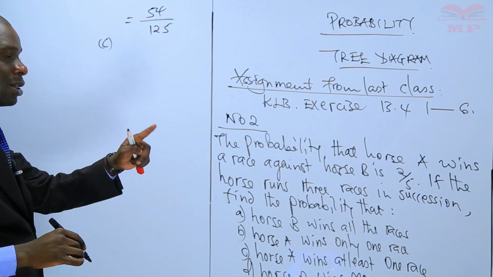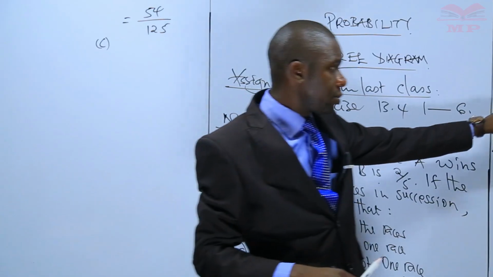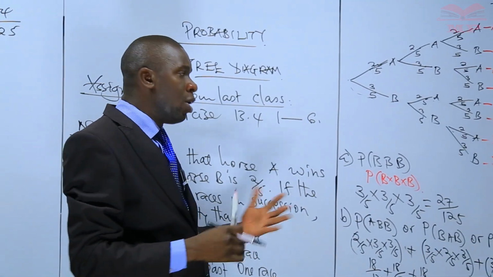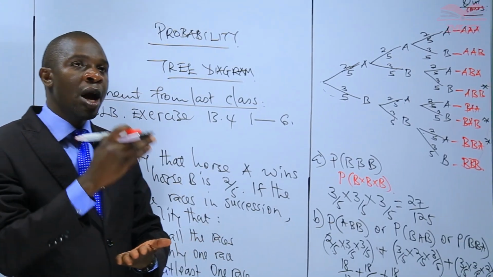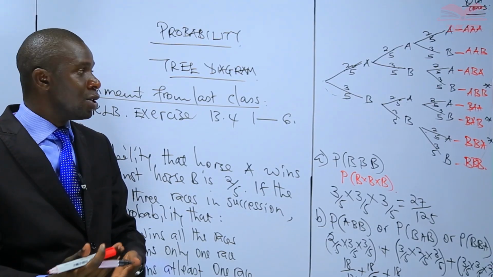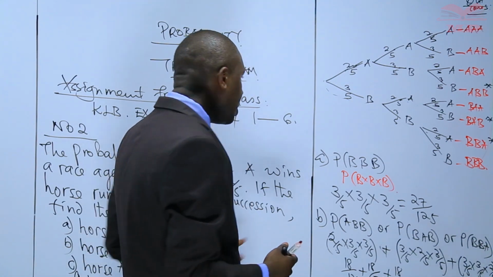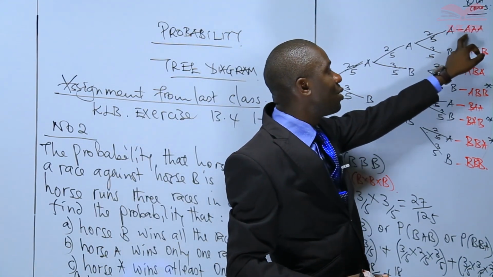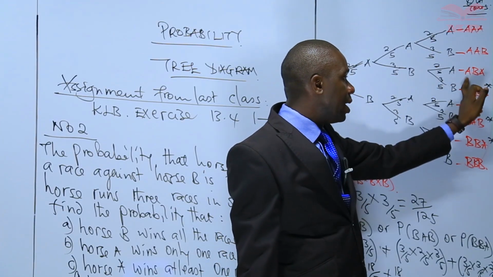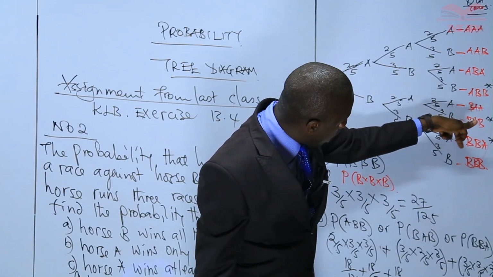OS A wins at least one race. Now, again, we have to come back to our tree diagram, where OS A wins at least one race. Now, what that means is that OS A will win 1 or 2 or 3 races. So, what does that mean? Now, when you look at this place, OS A wins at least one, you'll realize that in the first instance, OS A is winning at least one because it's winning 3. He's present here, he's present here, he's present here. OS A is still present. OS A is here and OS A is here.